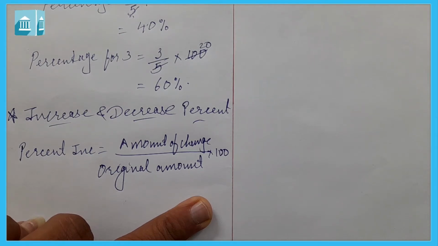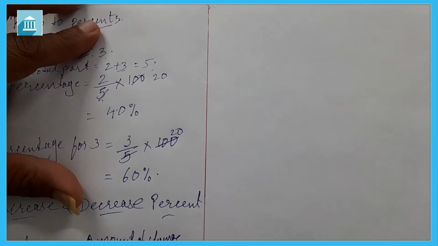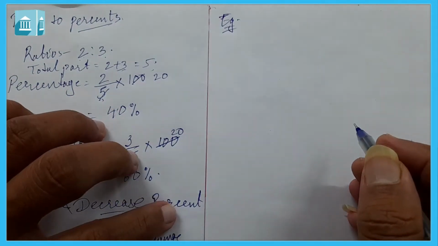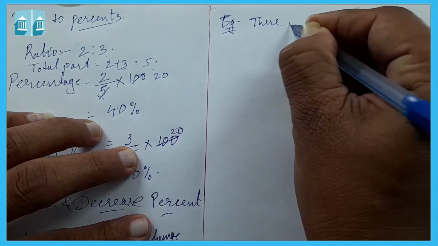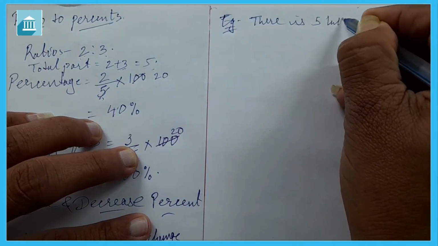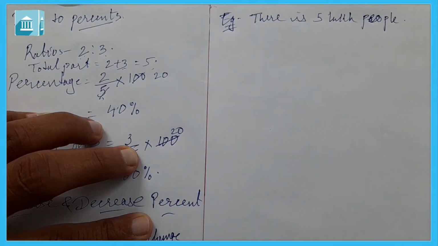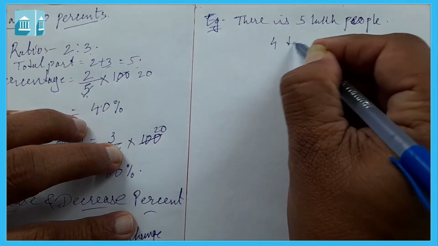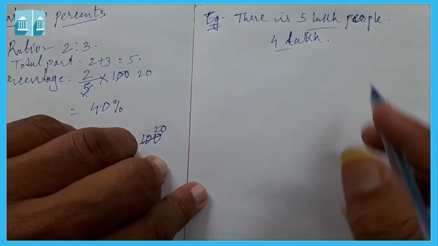Now let us see one example, to find out percentage increase or decrease. In a city, there are 5 lakh people. Before 1 year, it was 4 lakh. Now it is 5 lakh.